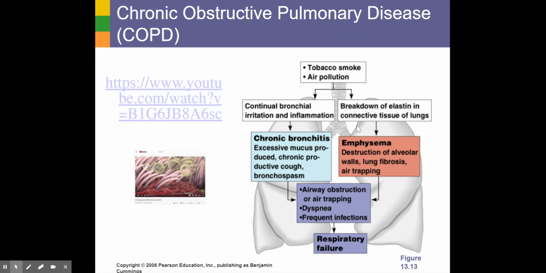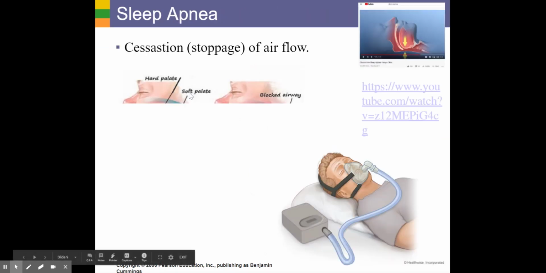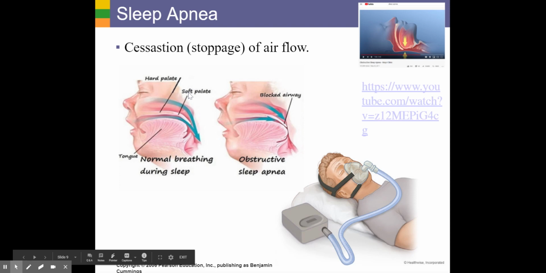Big things here for chronic respiratory disease. I'll pull this video for you guys. We see a couple of different things. Just tobacco smoke and air pollution cause this. Continual bronchial irritation and inflammation will lead to chronic bronchitis. And then if we go the other direction, we have a breakdown of the elastin inside of the lung tissue, which is the emphysema. Those two, again, always cause this airway obstruction. And then at some point in time, we're going to get to a point where they can't move air at all anymore. Okay.